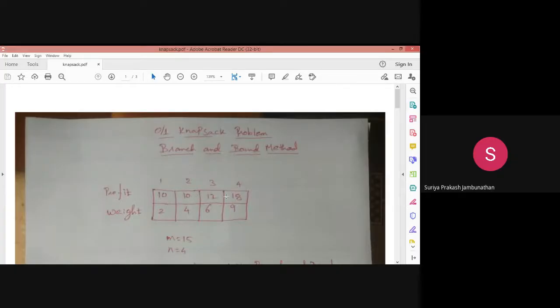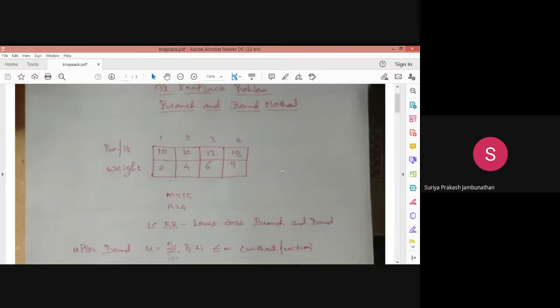Let's start. 0/1 knapsack problem, branch and bound method. Here we have a problem like this. The profit of the first object is 10, the profit of the second object is 10, the profit of the third object is 12, and the profit of the fourth object is 18.